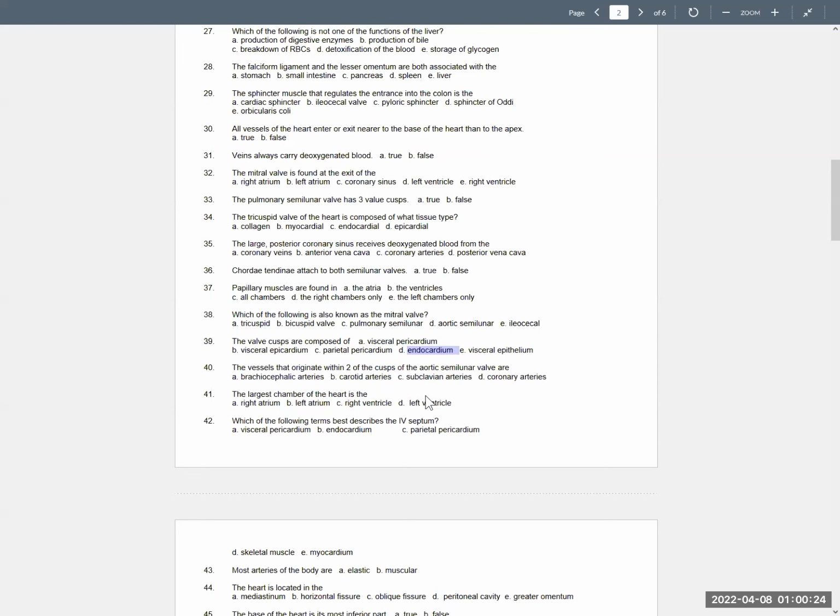Is it carotid? No, thanks for trying though. If you remember the aortic arch that I showed you, A for aorta, B for brachiocephalic, C for carotid, and S for subclavian, you would associate all the first three with the aortic arch and not with the aortic semilunar valve. The correct answer is the coronary arteries, the right and left coronary arteries that take blood to the heart itself.